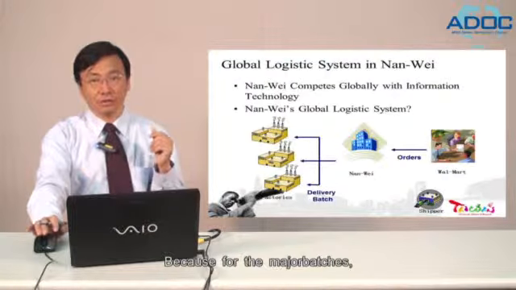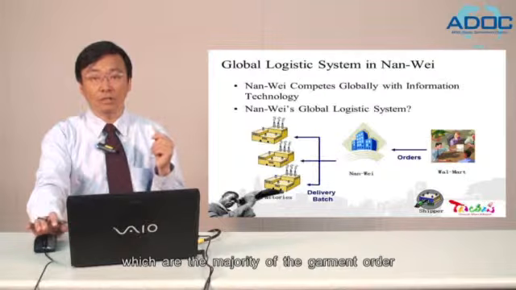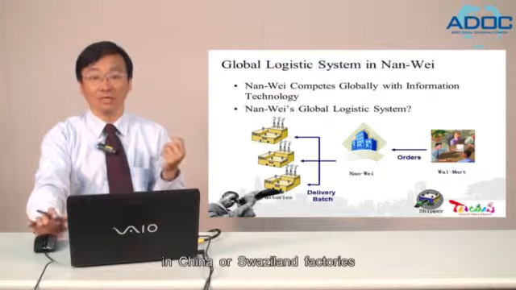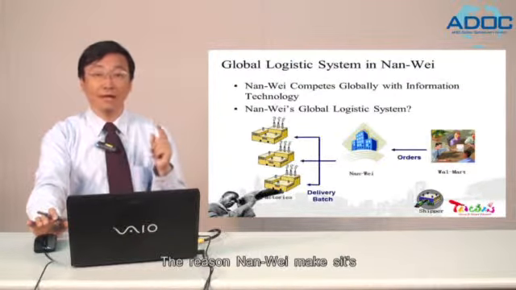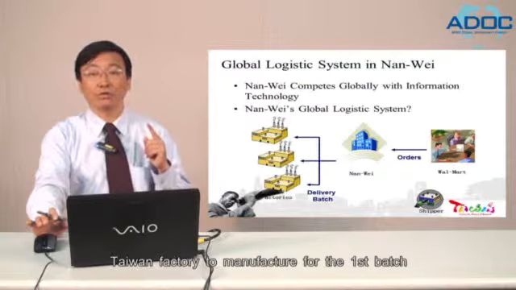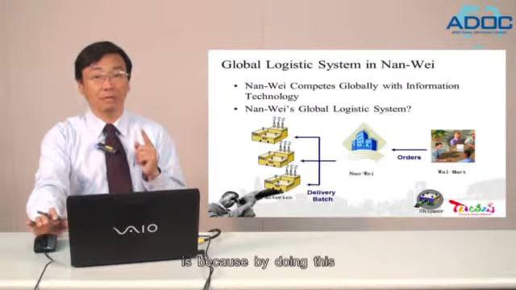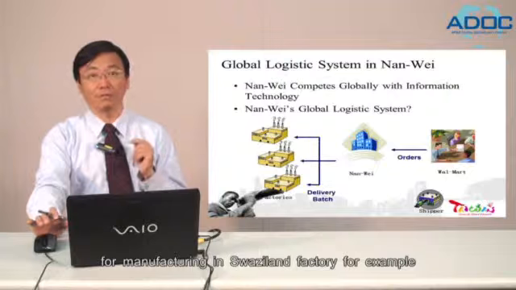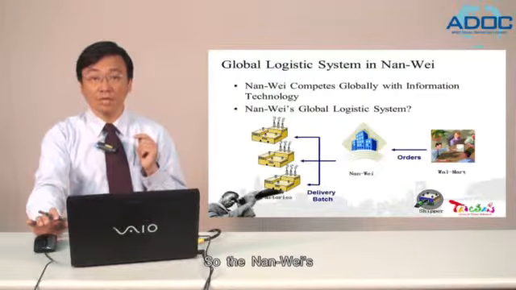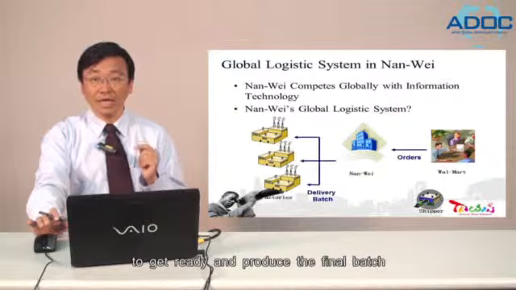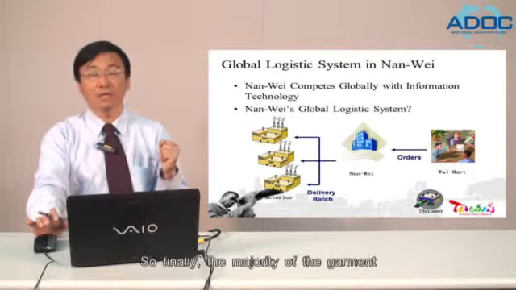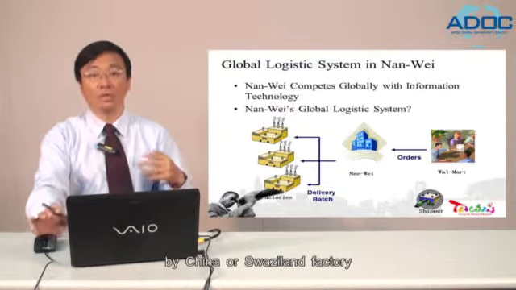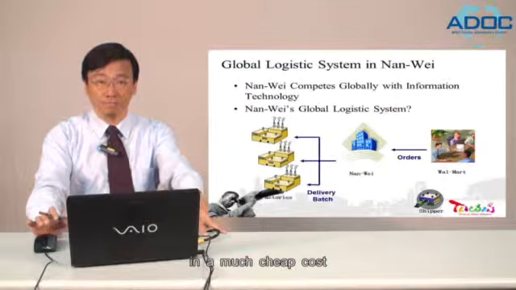Because the majority of the garment orders will be manufactured by factories such as those in China or Switzerland. The reason Nanwei has its Taiwan factory manufacture the first batch is that by doing this, it saves time for manufacturing in the Switzerland factory, for example. So the Switzerland factory can take time to get ready and produce the final batch. So finally, the majority of the garments will be finished by the China or Switzerland factory at a much cheaper cost.